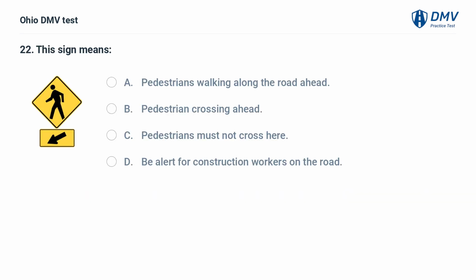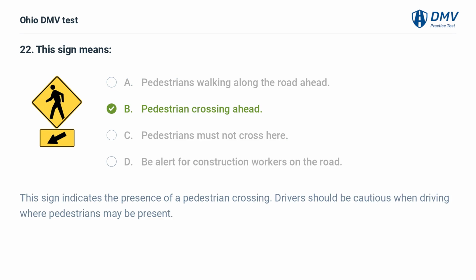This sign means A. Pedestrians walking along the road ahead. B. Pedestrian crossing ahead. C. Pedestrians must not cross here. D. Be alert for construction workers on the road.